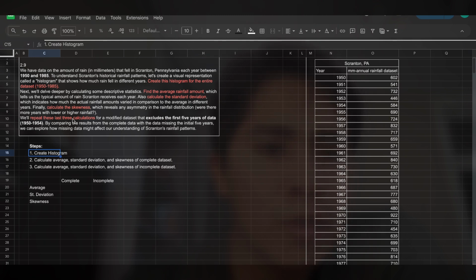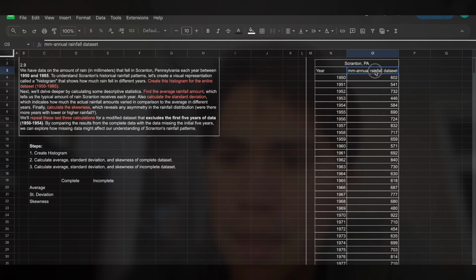We'll repeat these last three calculations for a modified dataset that excludes the first 5 years of data, 1950 through 1954. By comparing the results from the complete data with the data missing the initial 5 years, we can explore how missing data might affect our understanding of Scranton's rainfall patterns. So let's start with the histogram.